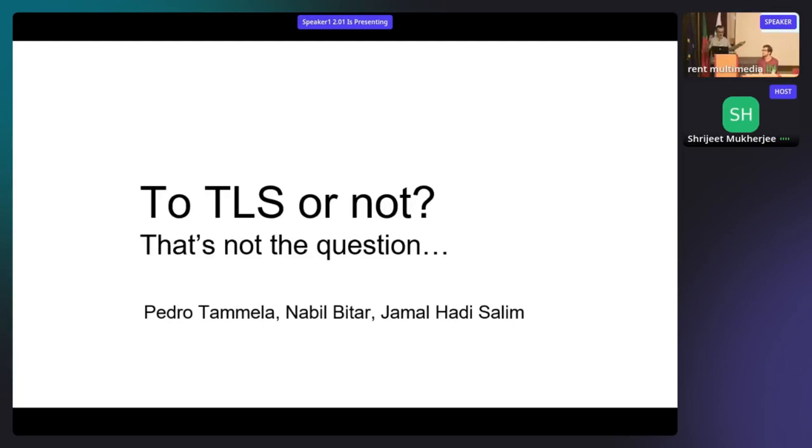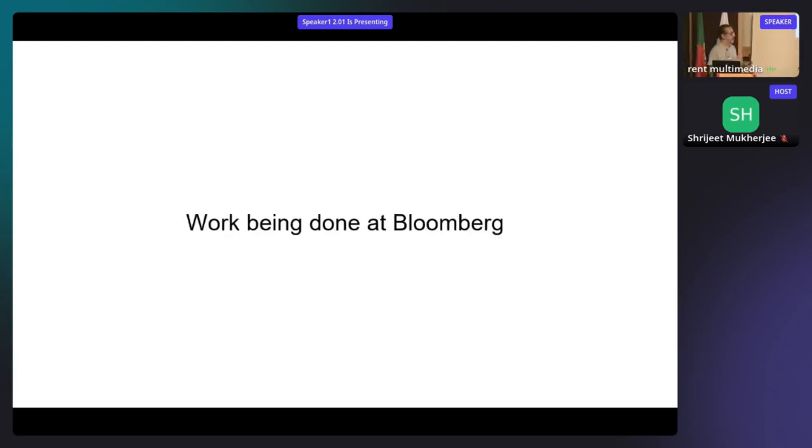Okay, so I am Jamal Hadi Salim. This is Pedro Tammela. We are going to describe a few experiments we did on the NVIDIA BlueField for TLS and compare user space versus KTLS. This work is being done at Bloomberg. Our co-author Nabil Bitar was part of this.